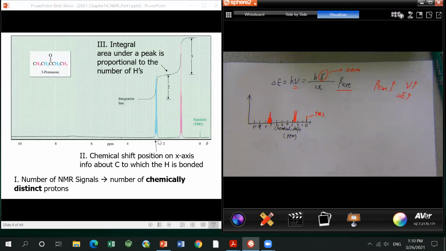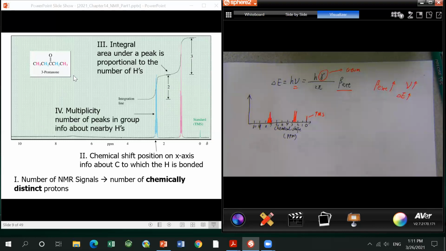Sometimes there is a number you put underneath the peak. That's the integration, the integral or area of the peaks. This integration is proportional to the number of your protons. For example, here for 3-pentanone, we have 4 protons in the CH2, the blue protons, and 6 protons in the red CH3 groups. The integration ratio for these 2 signals will be 2 to 3, so that's a relative ratio. It's proportional to the number of protons, very useful information.